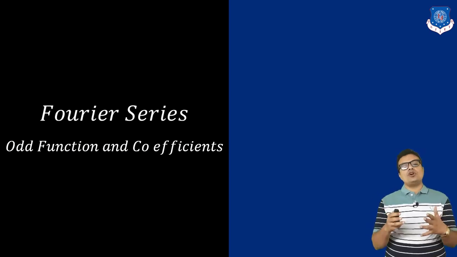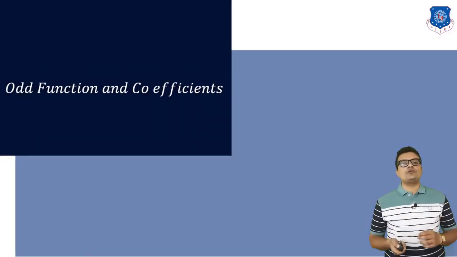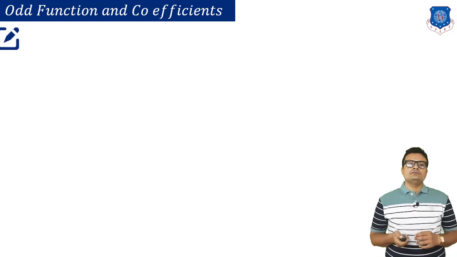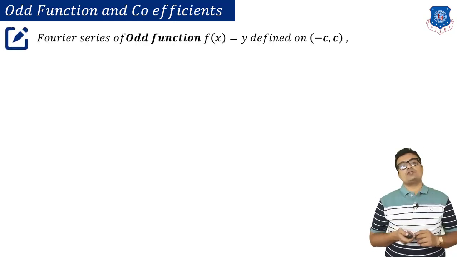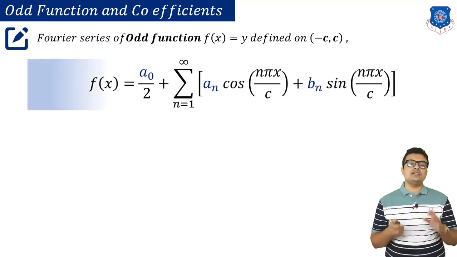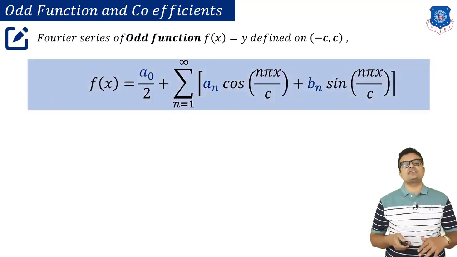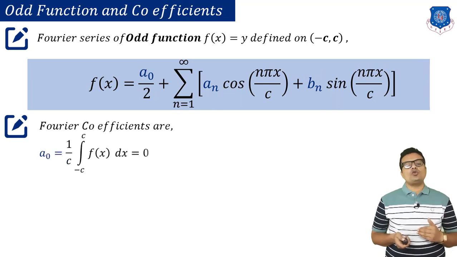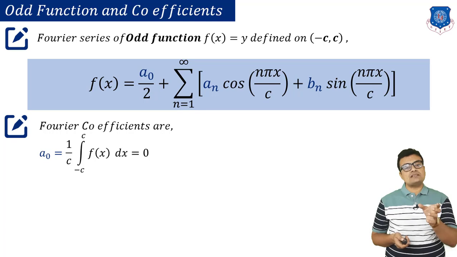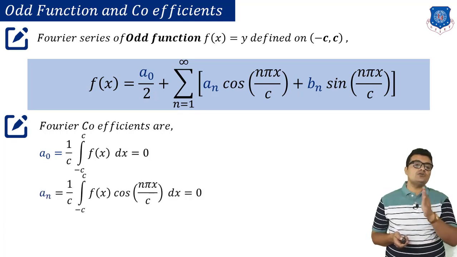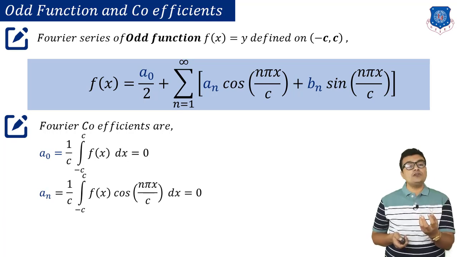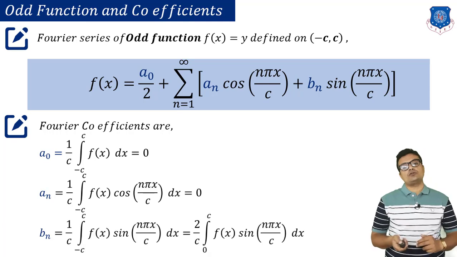Now let us come to the odd function's Fourier series and what the coefficients are. If my function f(x) = y is odd, defined on -c to c, its Fourier series in general is given by this. Now coming to the coefficients, a0 will be 0, as my function is an odd function over a symmetric interval, so its integration is 0. an is nothing but odd into cos function. So in an you have ultimately an odd function defined on -c to c. So that is also going to be 0.